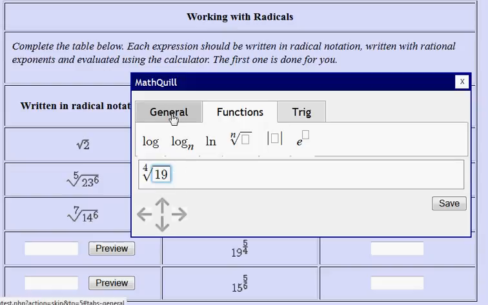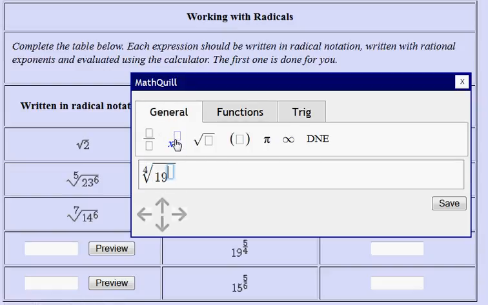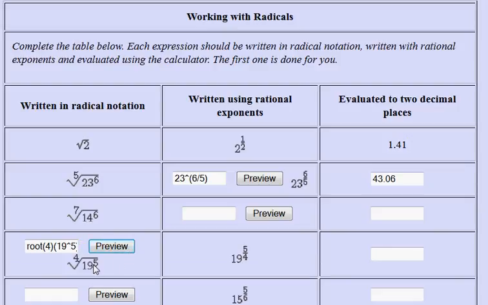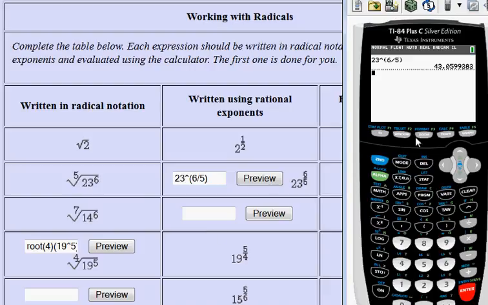You could use the caret key, but I could go back to general, I believe, and click on this to get a little exponent, put a 5 there, and then this is basically what I wanted to type in. I'll hit save, and this is here because it converted the notation into computer code. But if I hit preview, it'll show me that I indeed have exactly what I want. Now I still need to go to my graphing calculator and type this in to two decimal places. That would look similar, although I probably would use this form to type it in.